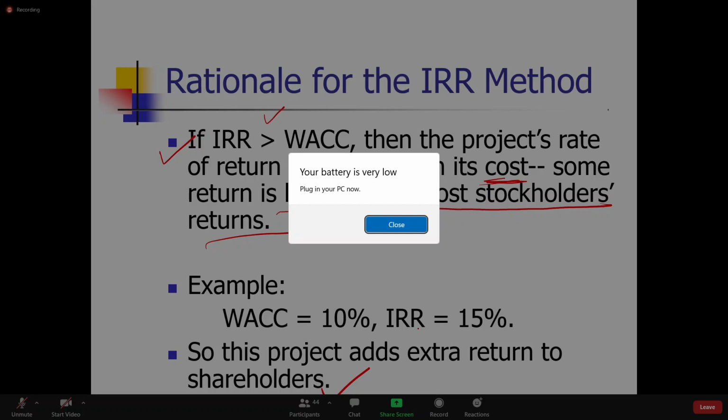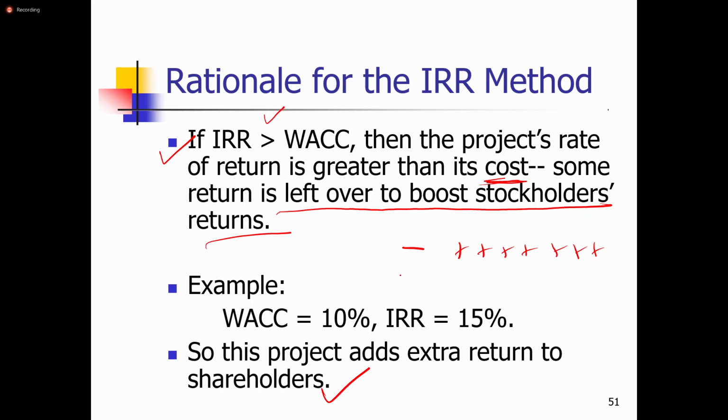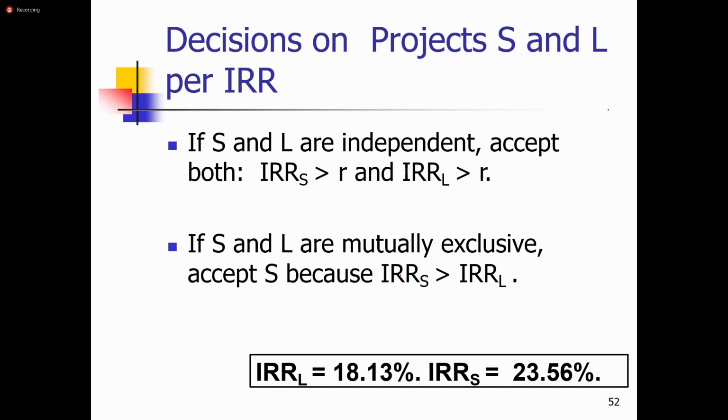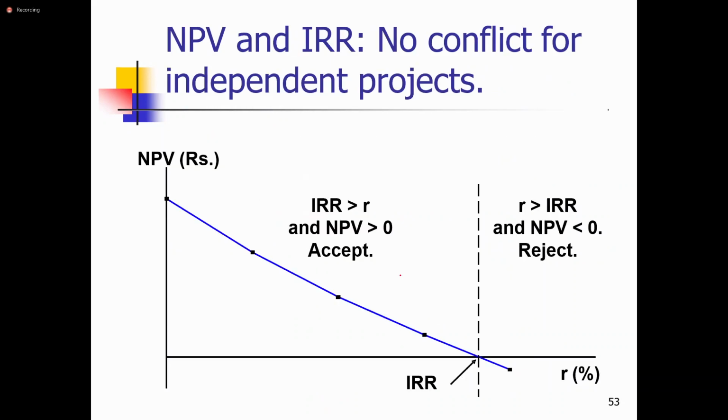After that only inflow. For this kind of project, this relationship can be there. So no conflict between IRR and NPV. That's what I explained actually. When IRR is greater than the cost of capital, NPV is greater than zero. NPV is positive, so we accept the project.